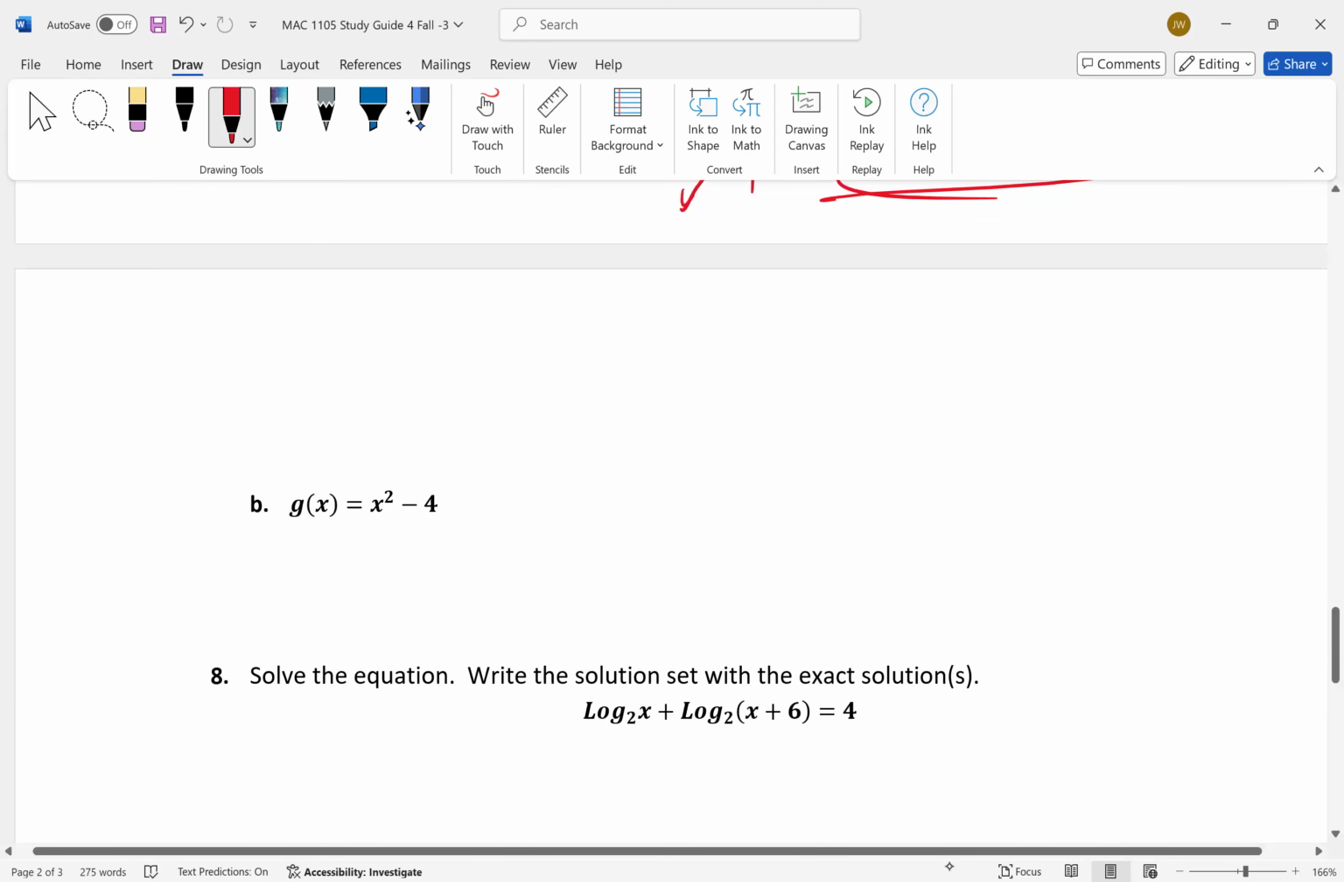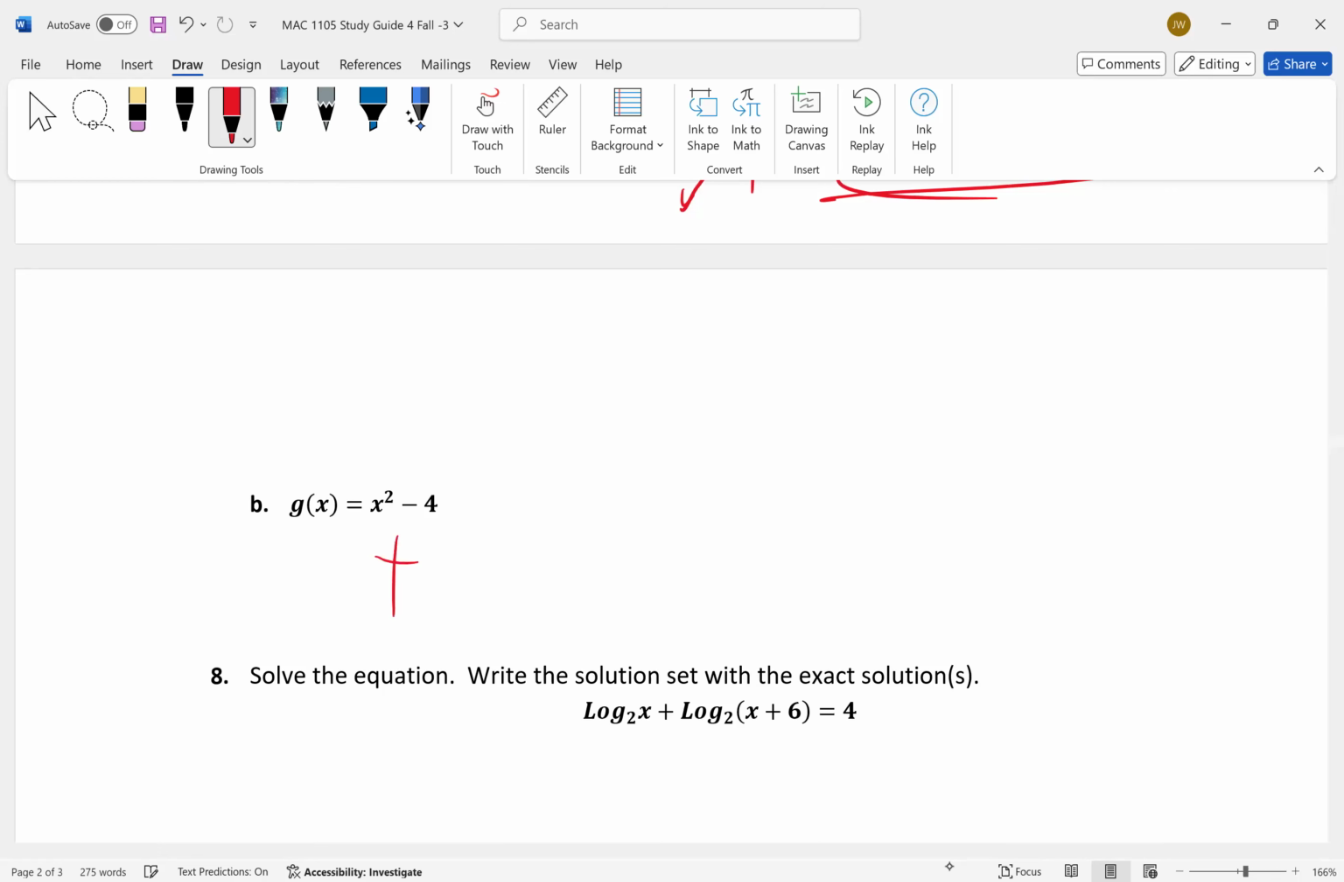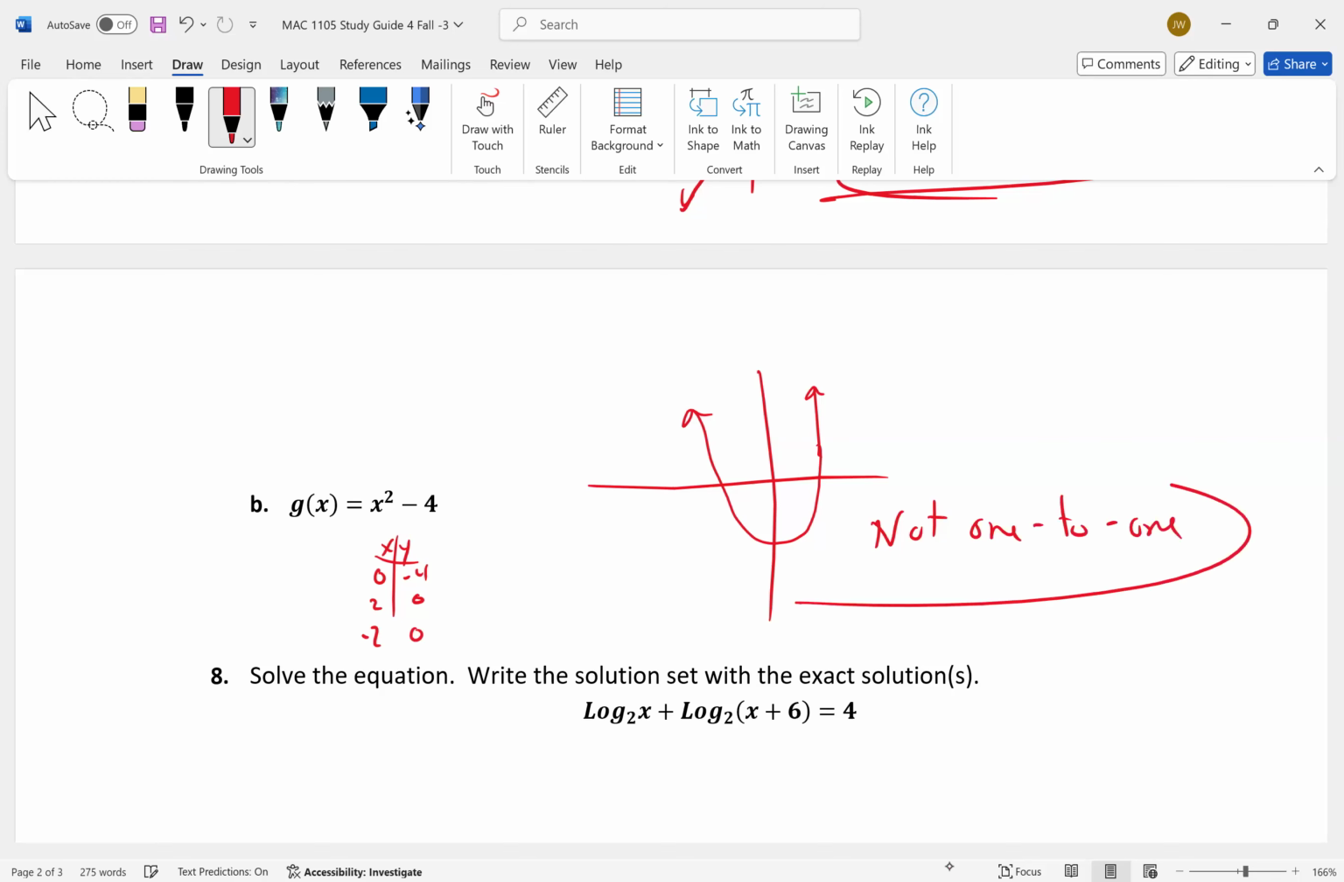Okay, what about this? Well, again, if we have to, let's plug it in. X is 0, y is -4, x is 2, y is 0, x is -2, y is 0. Is it 1-to-1? No, not 1-to-1. It's a parabola.